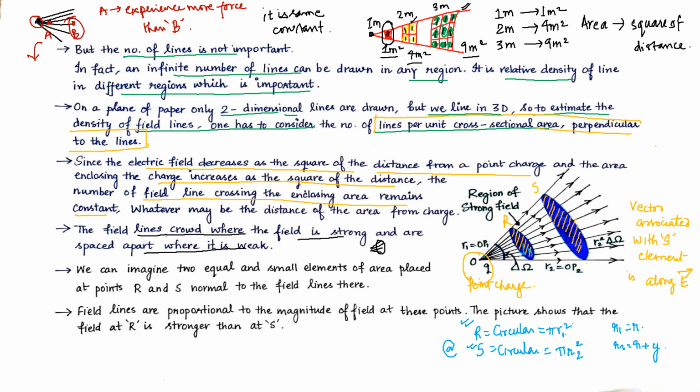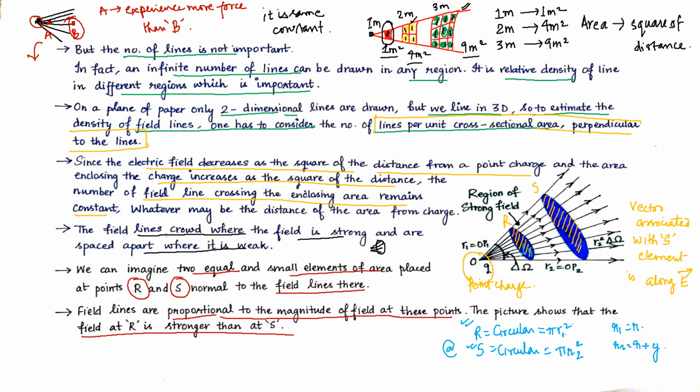So if you understand this question, this will help you get a very good score whenever such questions appear in your examination. Now we can imagine two equal and small elements of area placed at points R and S, normal to the field lines there. Field lines are proportional to the magnitude of the field at these points. The picture shows that the field at R is stronger than the field at S.